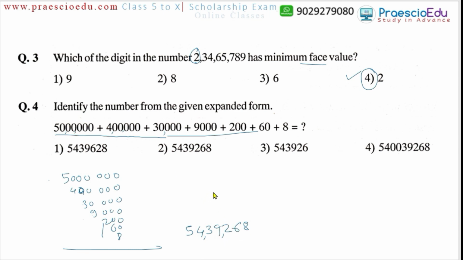39,268. Now this is available in our options. Here it is 600, but 200 is required, so this is the incorrect one. This 54 lakh 39,260, yes, option number 2 is the correct one. Here it is a smaller number, and here a bigger number, so those options are also incorrect. So option number 2 is the correct one.